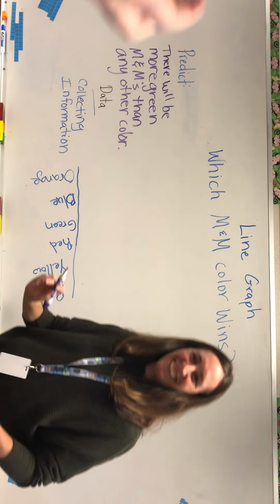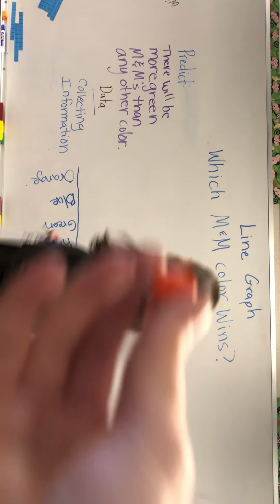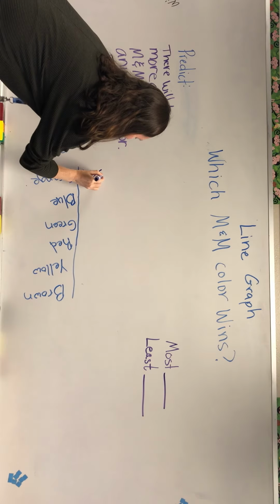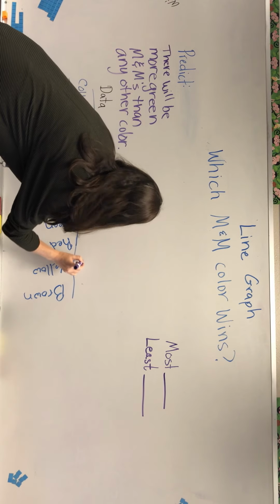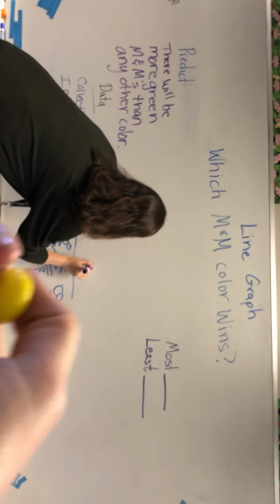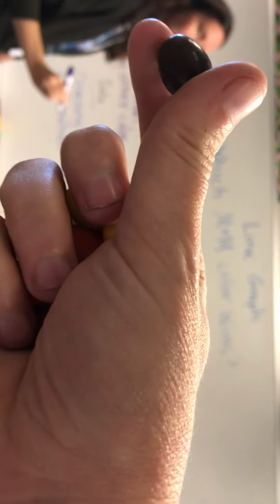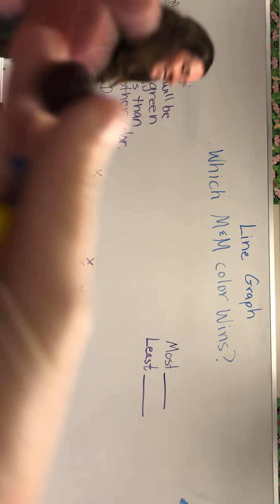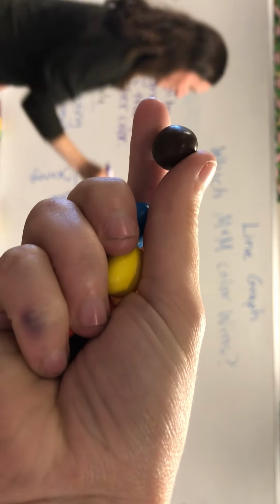All right, Mrs. Ragsdale, we have 1 orange. I have a 2nd orange. I have a yellow. I have another yellow. I have a brown. That's the one I picked. Got a blue. And brown.